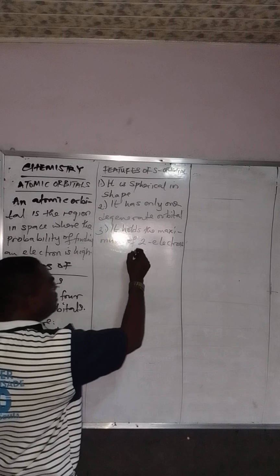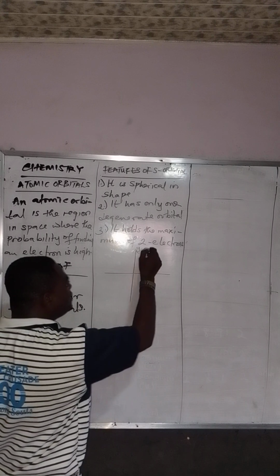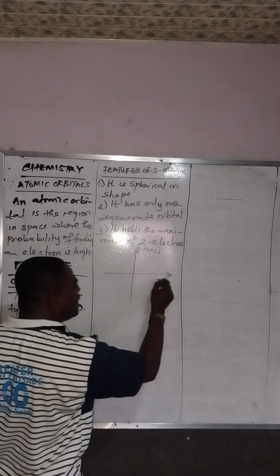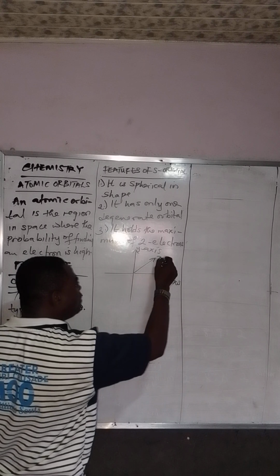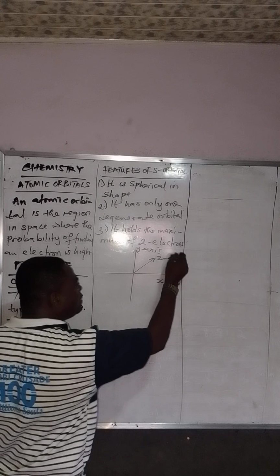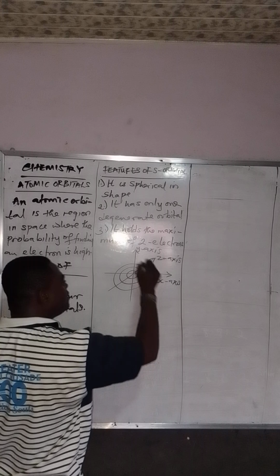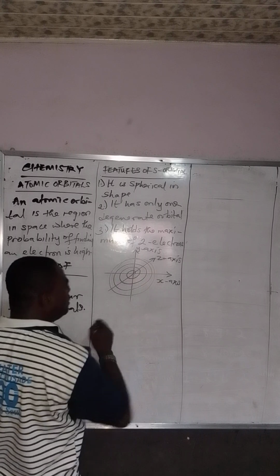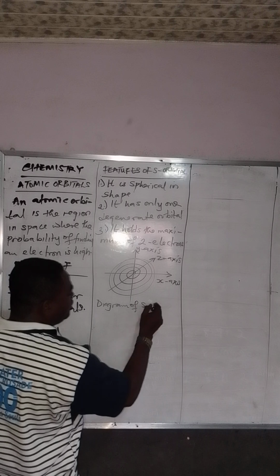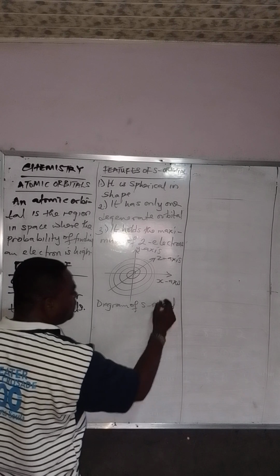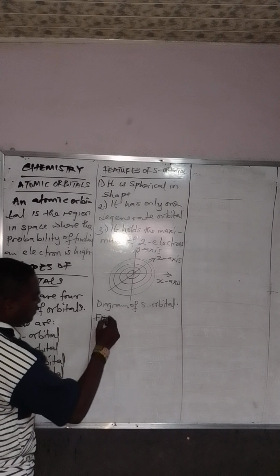If you want to draw, draw a Cartesian plane. This is your y-axis. This is your x-axis. Then this is your z-axis. Are you aware we still have z-axis? So just draw a spherical shape like this around this Cartesian plane. What you have here is the diagram of s orbital.